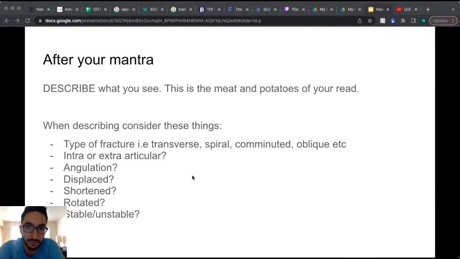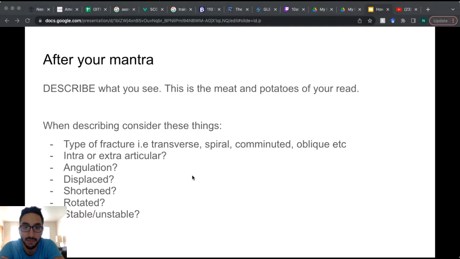In terms of type of fracture, is it transverse, spiral, comminuted, oblique? Is it intra or extra-articular? Is there angulation? Is there displacement? Is the fracture shortened? Is there any rotation? And is the fracture stable or unstable? Now again, it's important to note that it's going to be fracture dependent. You don't want to mention each one just to check a box. It's not how you read it.